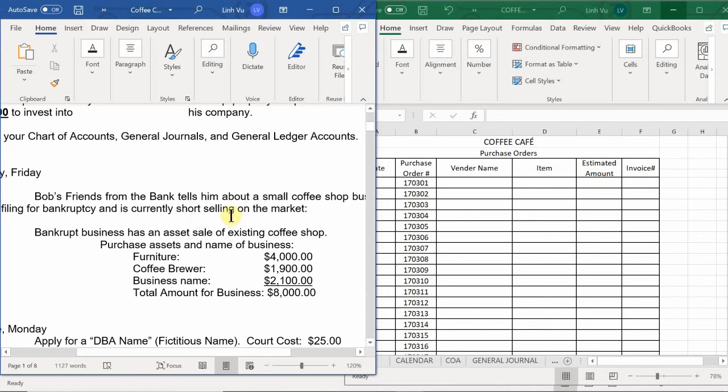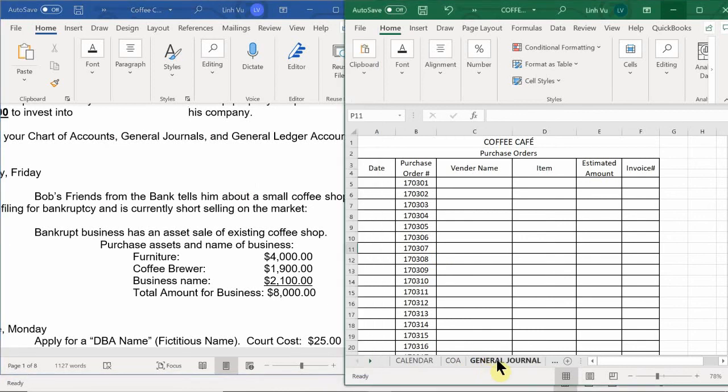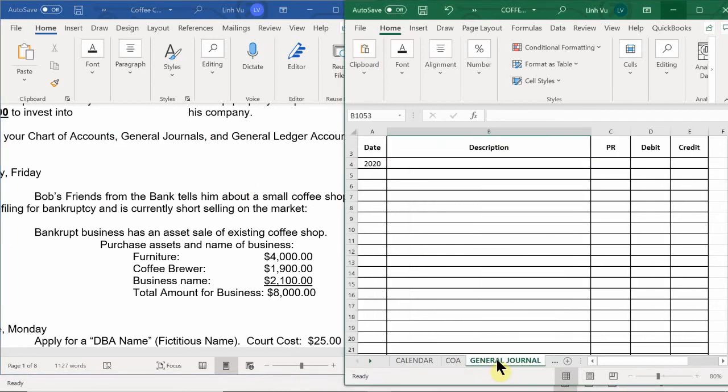Now, can I journalize this? Yes or no? I think yes. Why would you journalize this? That's an asset. He bought assets.